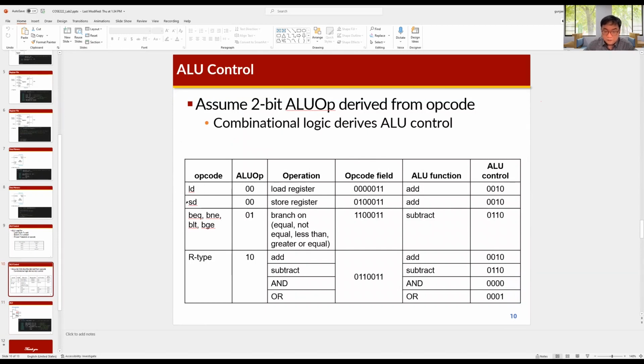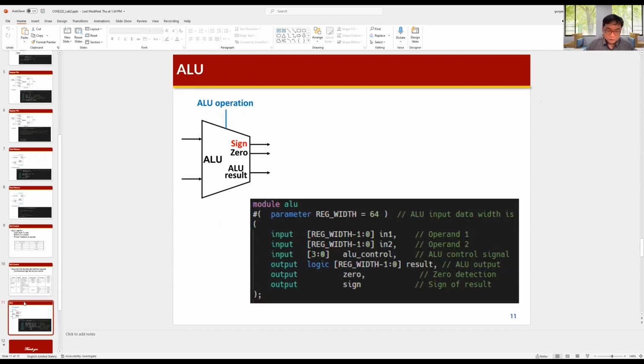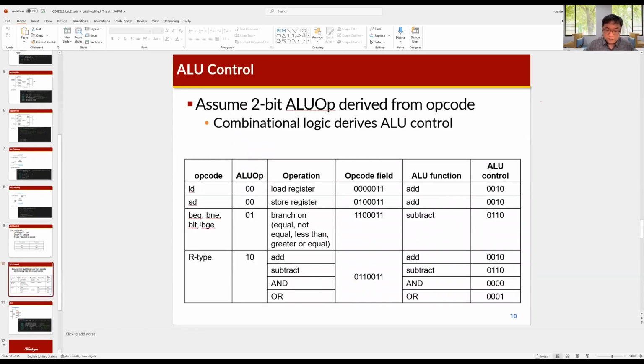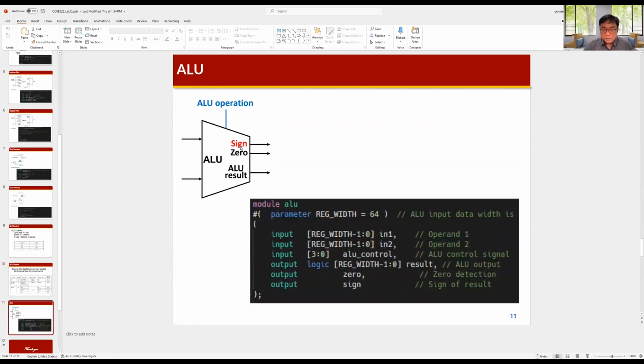It is actually the same as the ALU design appearing in our textbook. But because this ALU needs to support these three other branch instructions, the ALU just needs the one sign bit output here. And that's it. Do you have any questions about this lab assignment?